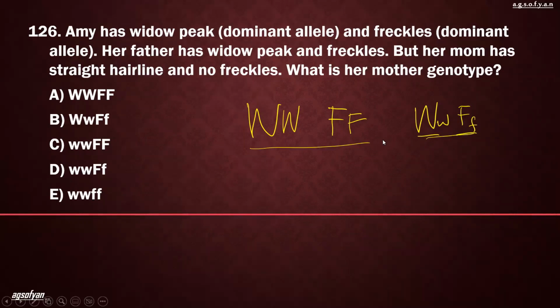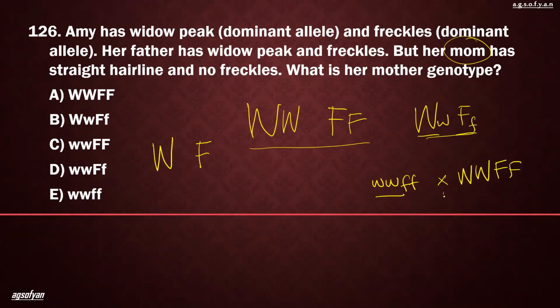We have to know the information from the next part. Her father has a widow's peak, so it means her father also has one capital W, and freckles, so her father also has one capital F. But her mom has straight hair and no freckles. So the one that you really know is mom, because mom is recessive, so her genotype will be like this. Because mom is like this, the father could be like this. Then Emmy will be capital, lowercase, capital, lowercase. That's probably Emmy's genotype. But the question is, what is her mother's genotype?